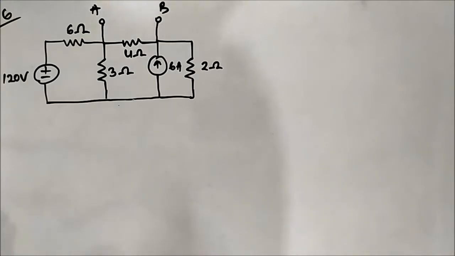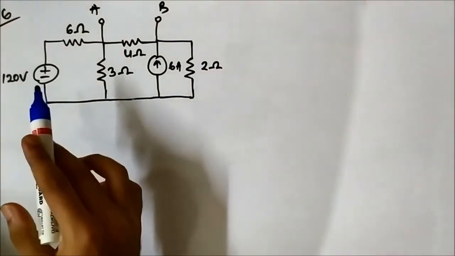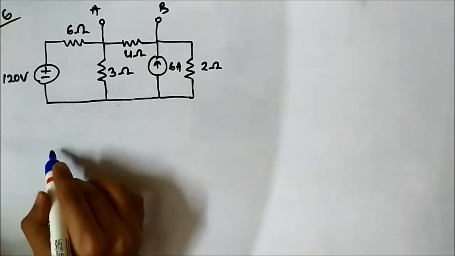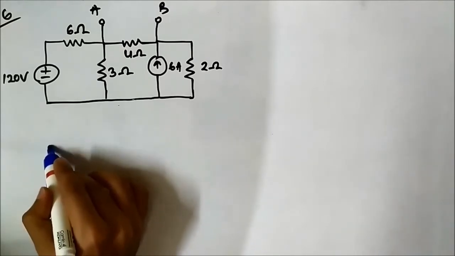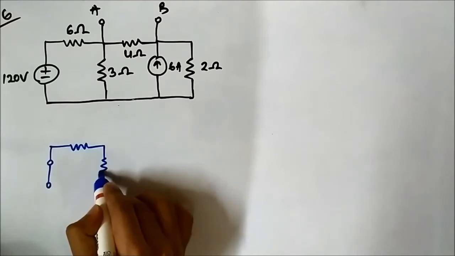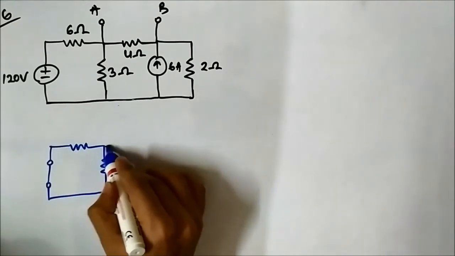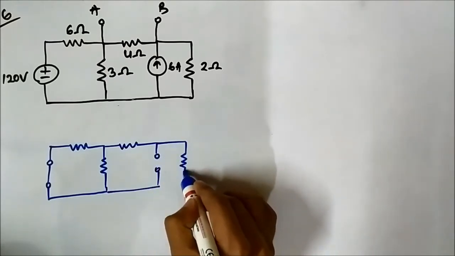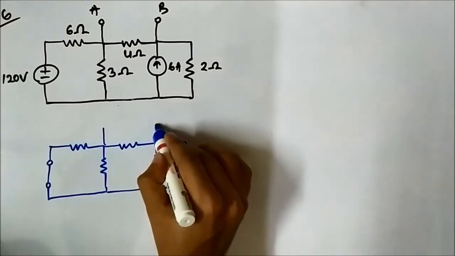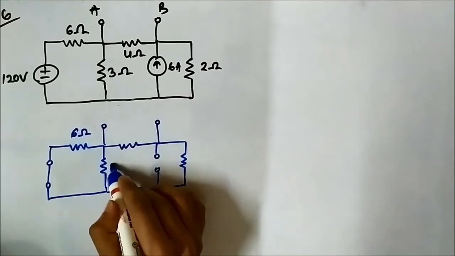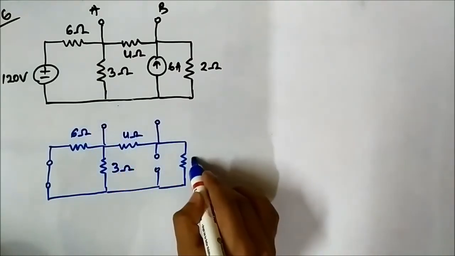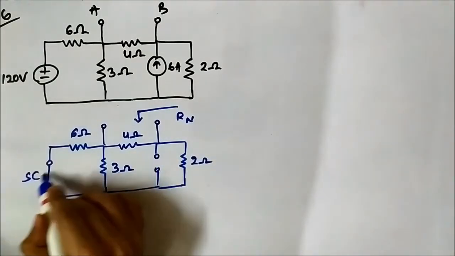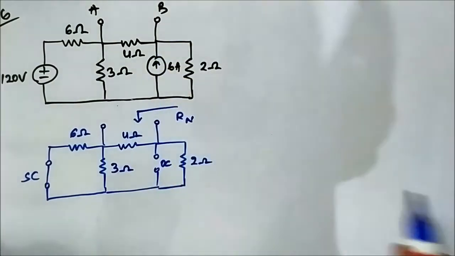Now we have to find the Norton equivalent resistance. So for that we have to deactivate the independent sources. Here we have two independent sources, 120 volt voltage source and 6 ampere current source. So the voltage source will be short circuited, and the current source will be open circuited. Here we have 6 ohm, 3 ohm, 4 ohm, 2 ohm. This is RN. So here you see, voltage source short circuited, current source open circuited.